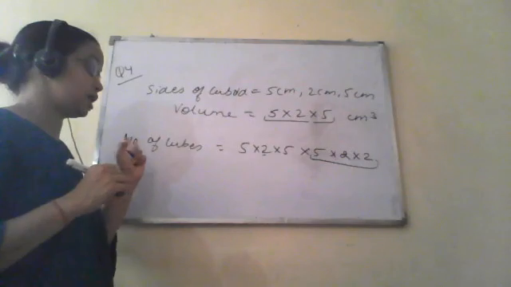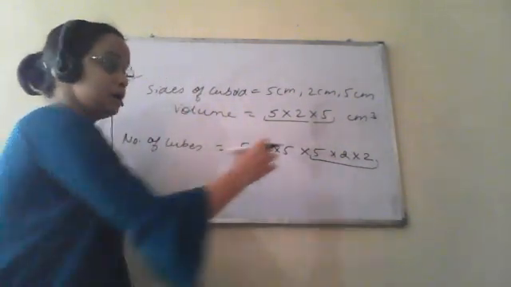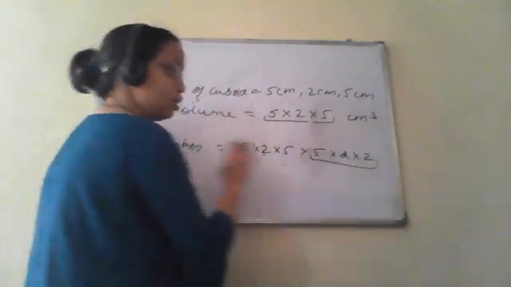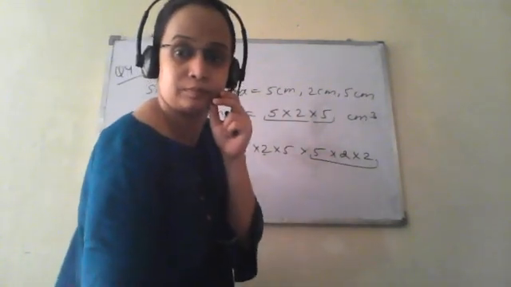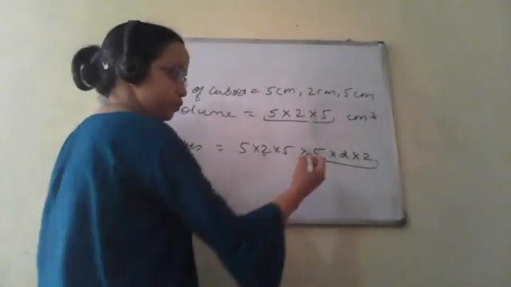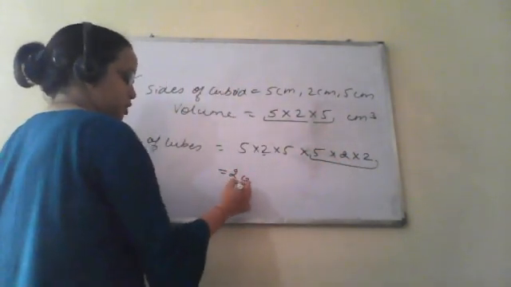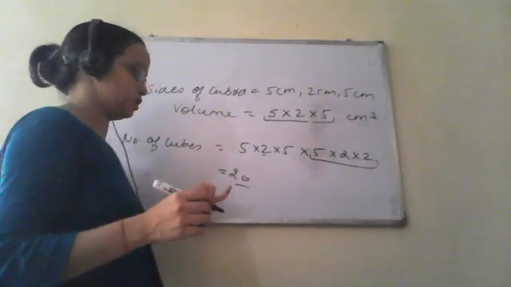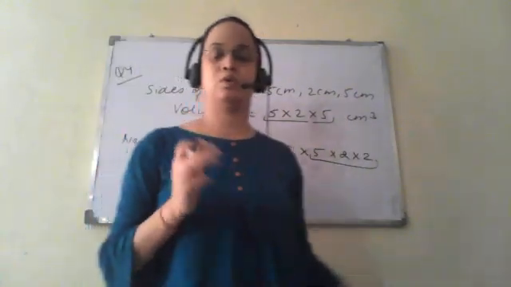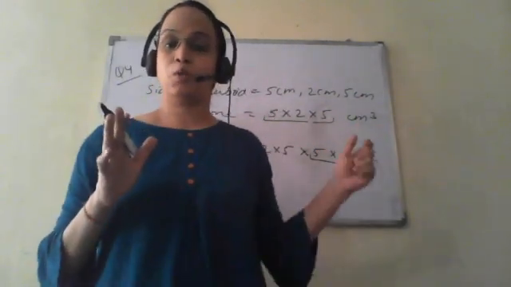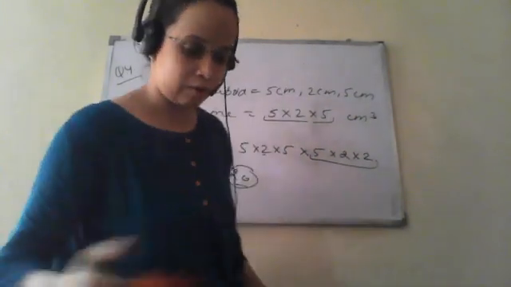Then only we can calculate the number of cuboids. This is the volume of one cuboid, and we have to multiply by this number in order to obtain a cube. So we multiply by 5 into 2 into 2, that is 20. So the number of cuboids required will be 20. We have to join 20 such cuboids in order to make a cube. Okay, so this was all about exercise 7.1.